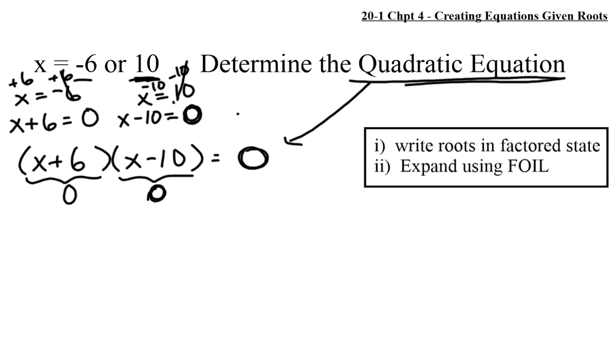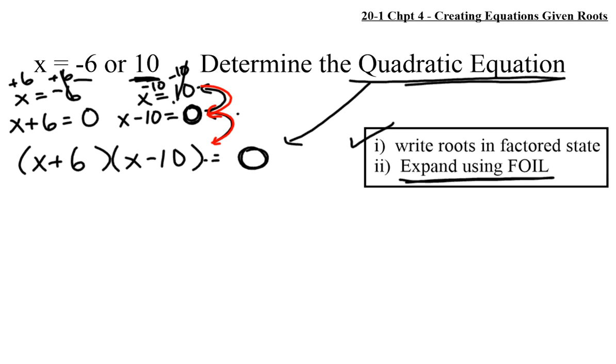Instead of factoring, setting it equal to 0, isolating x, well, now we take the x and we get it to be a 0, and then that expression goes into that factored state. But the factored state isn't what we want. What do we want? We want the quadratic equation. So step 1's done, and now we expand using FOIL.